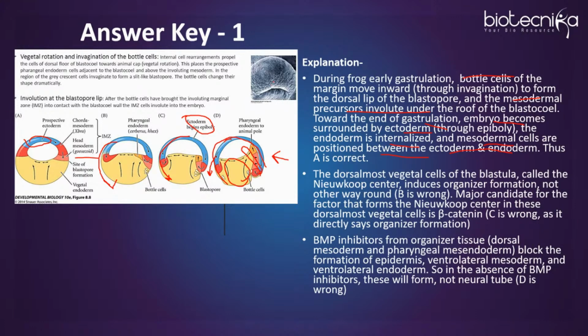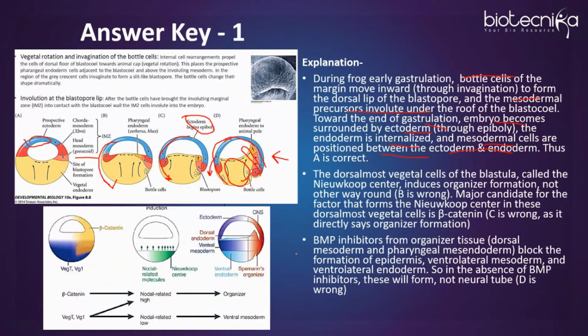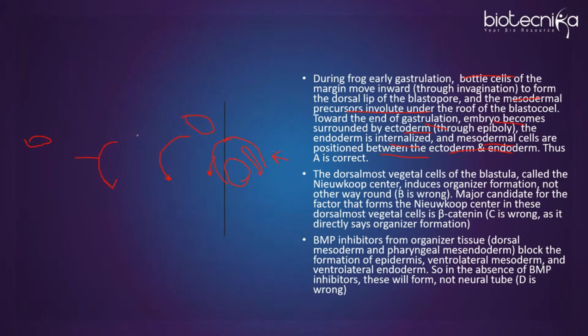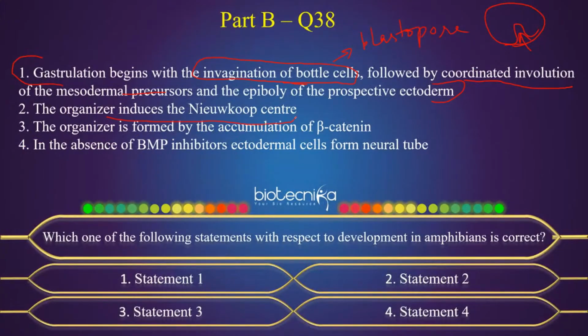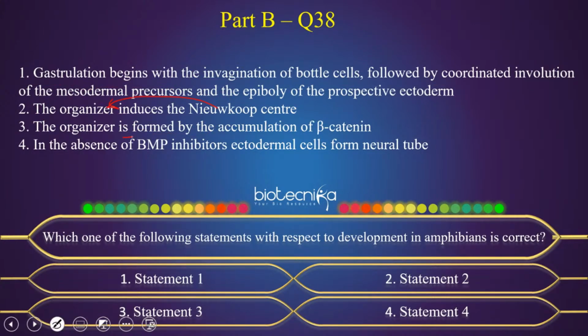So if A is correct, obviously the others go wrong because you have to choose only one statement correctly. But still, I'll tell you what happens. It is saying that the organizer induces the Nieuwkoop center, but it is the other way around. Actually, the Nieuwkoop center induces the organizer. Accumulation of beta catenin creates the Nieuwkoop center, and the Nieuwkoop center is going to induce the organizer by some gene expressions, especially goosecoid.